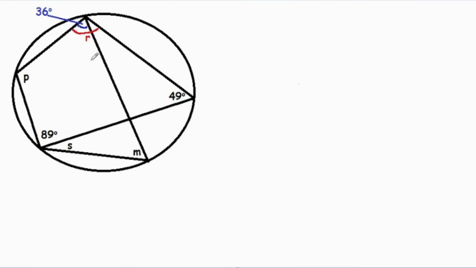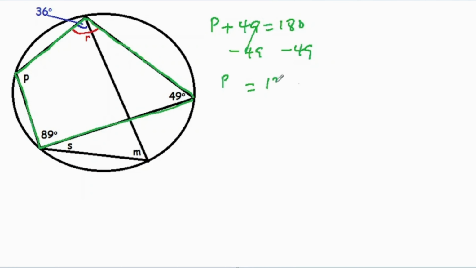In this exercise, there are two cyclic quadrilaterals here. So I'm going to trace out the first one for us to see. Alright, considering the green cyclic quadrilateral, we can find P. So P is opposite 49. So P plus 49 equals 180 degrees. So this agrees with the theorem we are considering. So subtract 49 from both sides of the equation. So our P equals, this is 0, 180 negative 49, and that's going to give us 131 degrees for P.